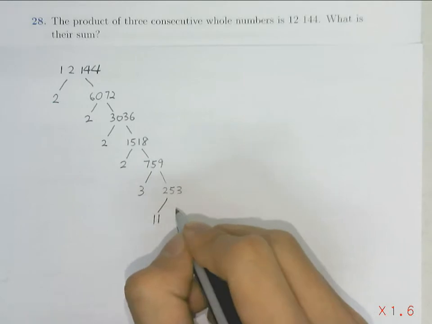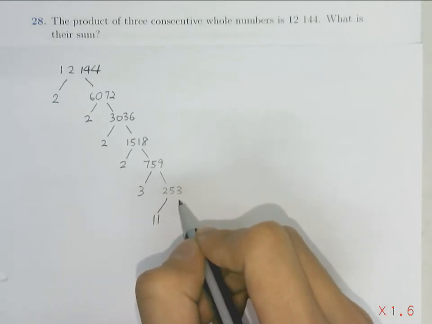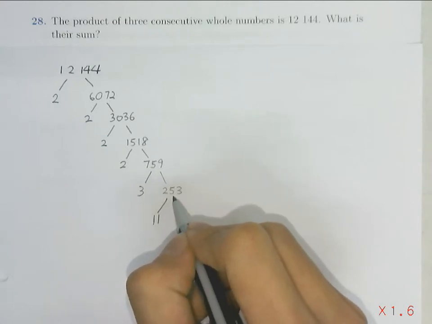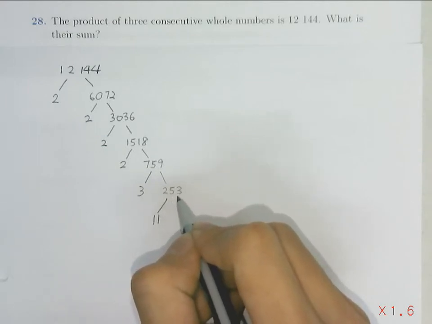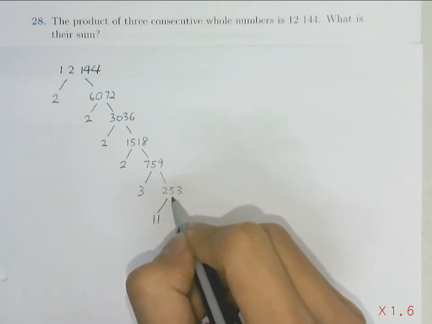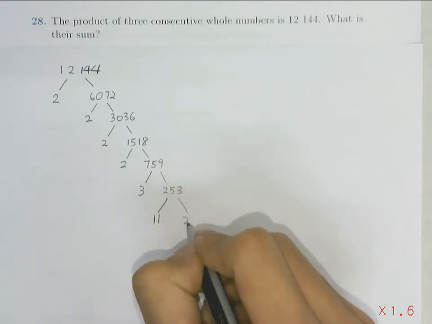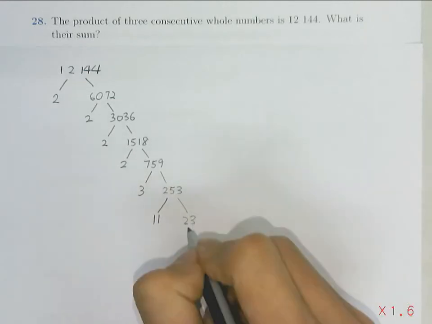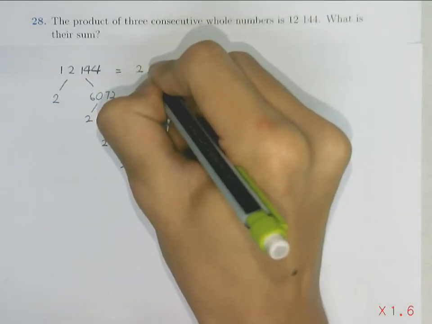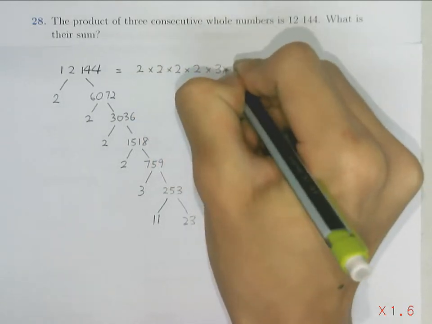The rule of divisibility of 11 is actually the difference between the odd place digits and the even place digits, which gives us 0, because 3 plus 2 minus 5 gives us 0. So divided by 11, I will simply get 23. So we can rewrite this as 2 times 2 times 2 times 2 times 3 times 11 times 23.